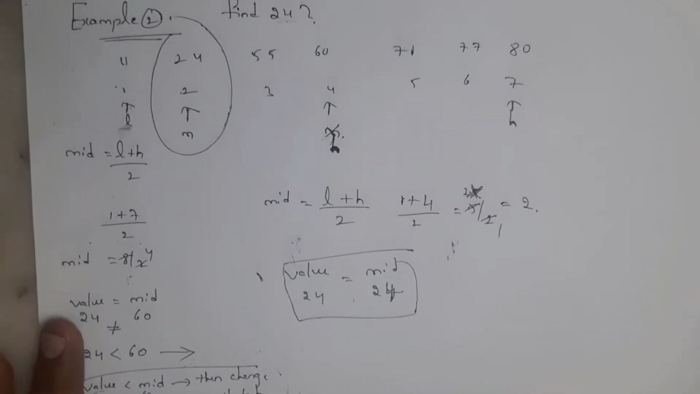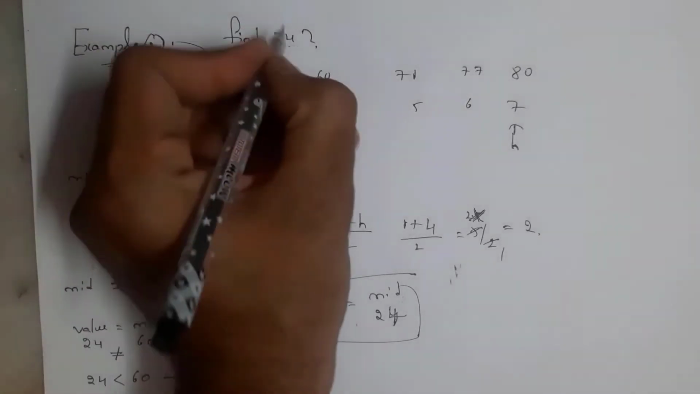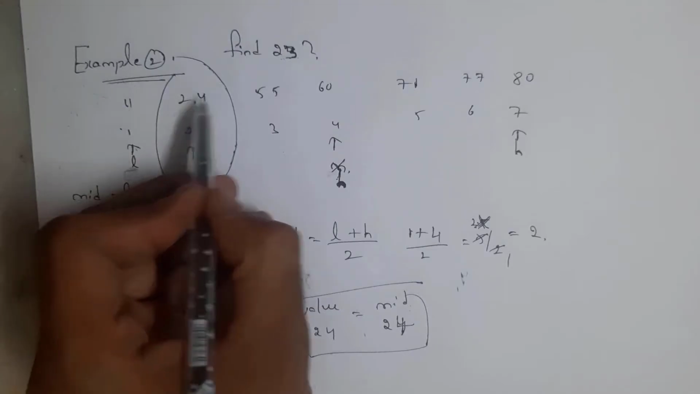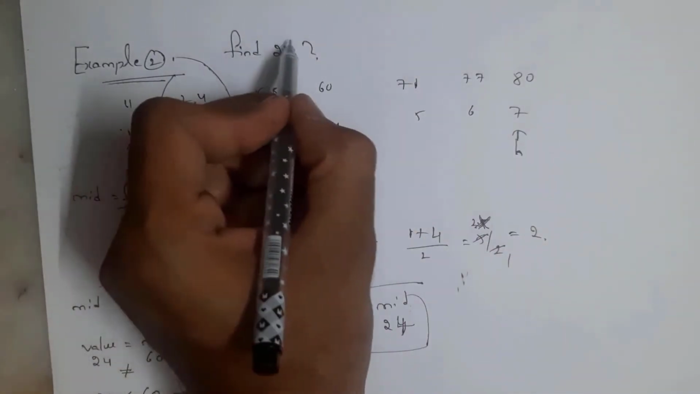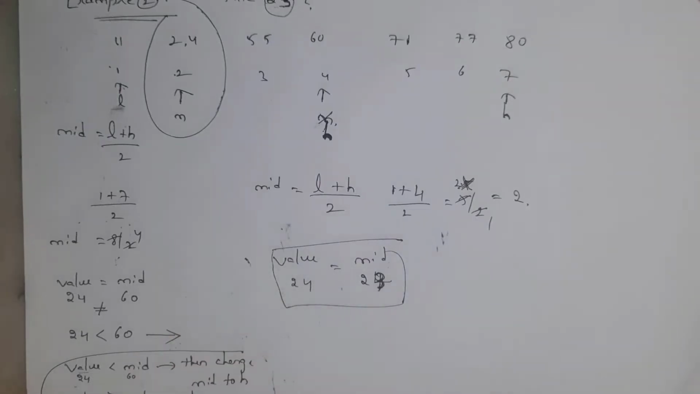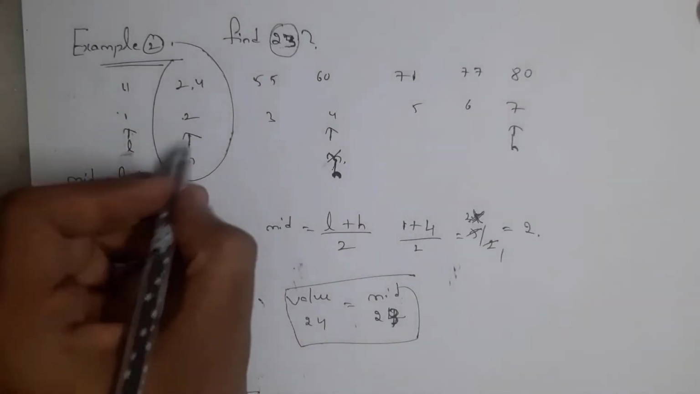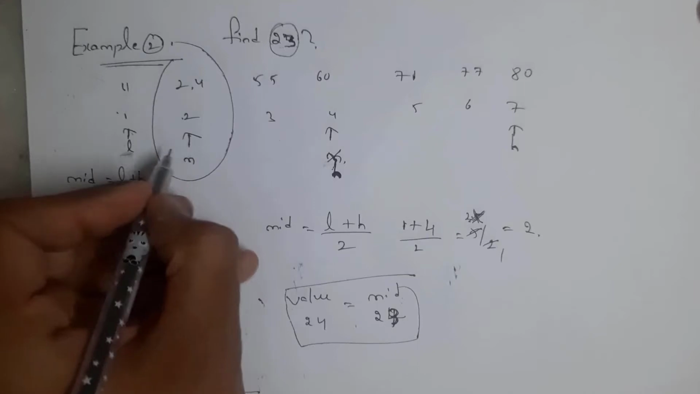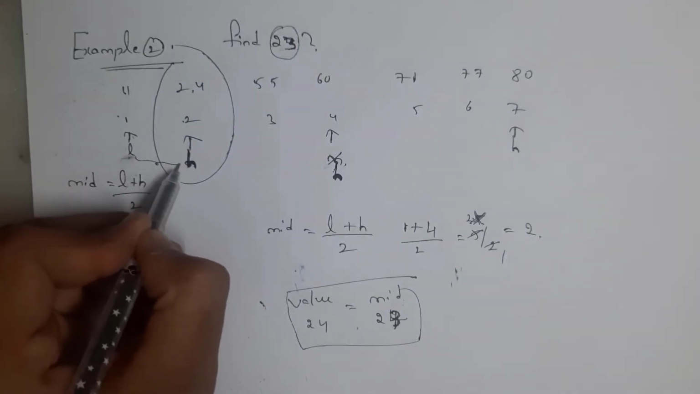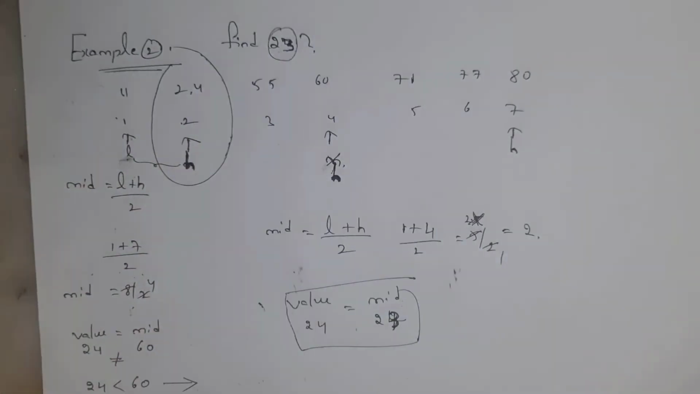For example, consider the same example, but here I need to find 23. 23 is not present in this array. Here there is 11, 24, 55, but there is no 23 element. In that situation, you need to convert this mid element as higher element. If lower element and higher element come side by side, then the element is not found. We cannot find that element. And in that situation, you can write that the element is not present.